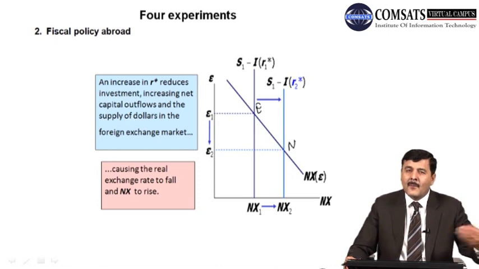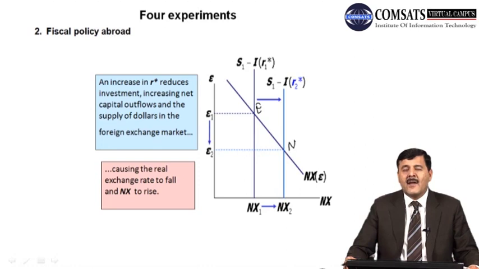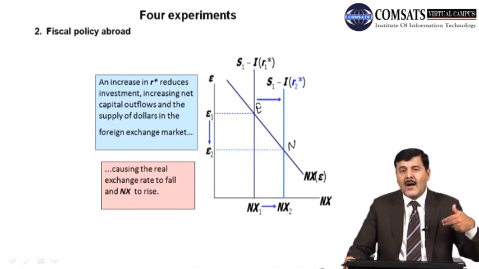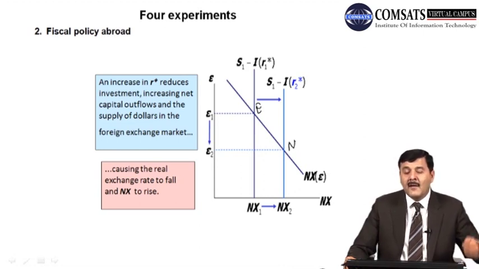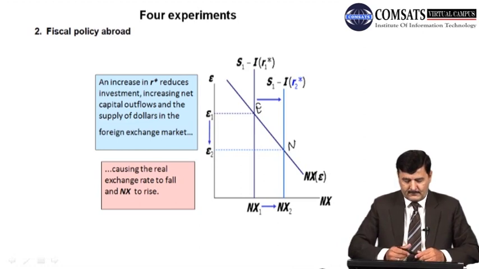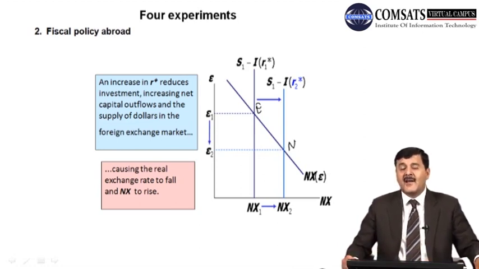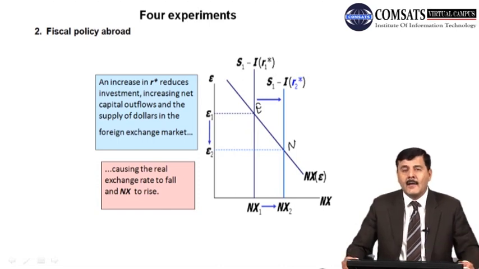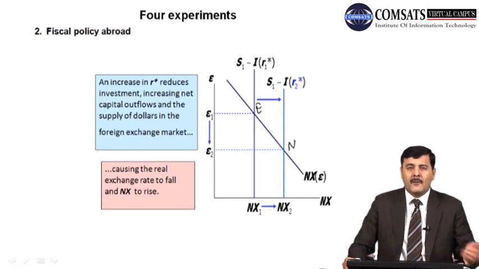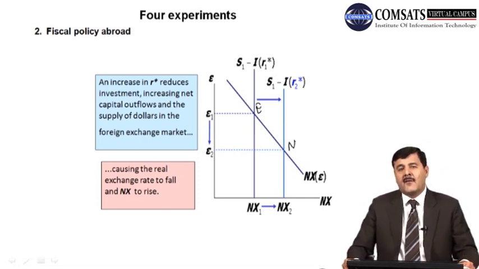So NX is positive. When NX is positive, the economy is moving in the positive direction, in the right direction, right? So we can say that there is growth in the economy, right? So trade is favorable. The supply of dollars in the foreign exchange market is positive. So this is how fiscal policy abroad can affect the savings, investment, capital outflow, net capital outflow, and then of course it affects the net exports of an economy.